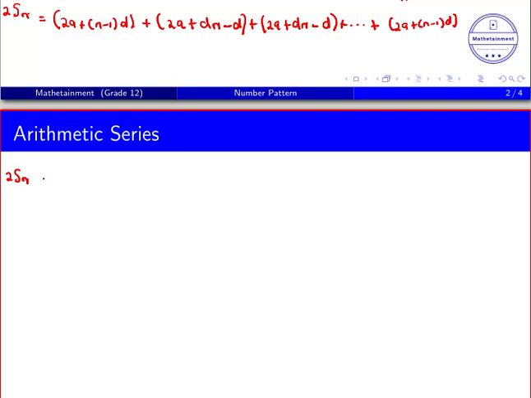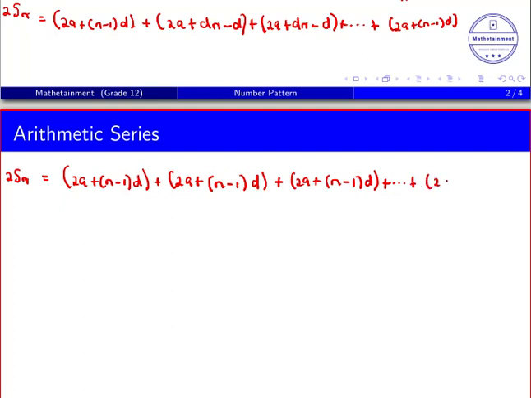Now you have 2Sn equal to your 2a plus (n minus 1) times d, plus 2a plus, so here you see you have the common factor which is d, so you take out the common factor, you are left with n minus 1, you multiply by d, plus 2a plus, you have d as the common factor, so you take out d, you are left with n minus 1 times d, plus 2a plus (n minus 1) times d.